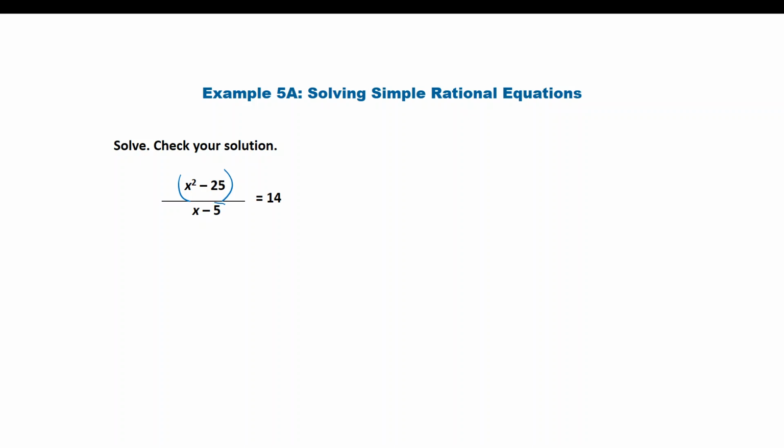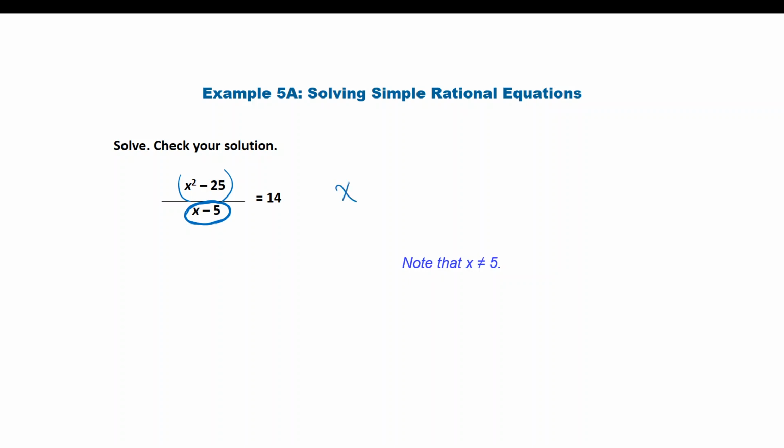But before we get started, let's just remember this, x minus 5. Now remember, if that equals 0, then our equation is undefined. So we can't let x equal 5. So the first thing we need to note is that x cannot be 5. So as long as x is not 5, we're good. So let's go ahead and factor out our x squared minus 25.